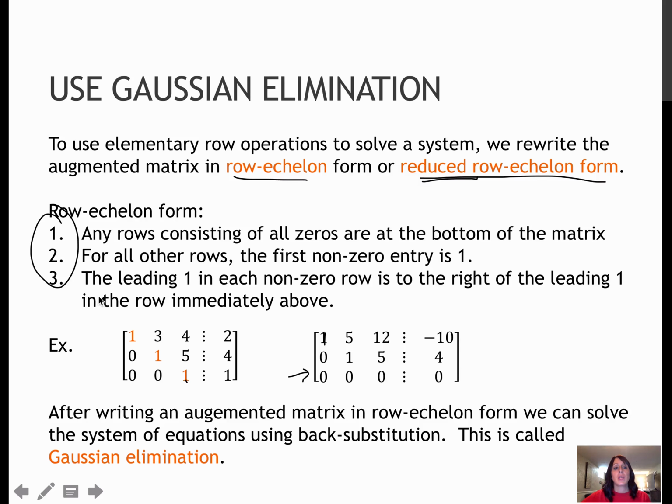Notice here, first entry is 1, first entry is 1, first entry is 1, on the left. The leading 1 in each non-zero row is to the right of the leading 1 in the row immediately above. Notice this 1 is immediately to the right of this one, just by one column. Once we have this written in row echelon form, we can solve the system using back substitution, and that's called Gaussian elimination. This is one of two ways that we'll talk about. Gaussian elimination is the first.